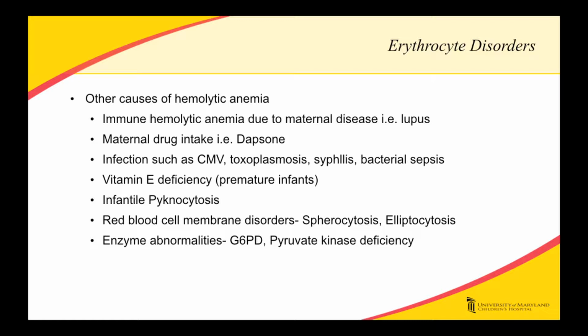Vitamin E deficiency in premature infants. Infantile pyknocytosis, which can only be diagnosed with a peripheral smear. I've seen a patient with that. Red blood cell membrane disorders can be very difficult to diagnose at birth because if they have a high retic count, you will have an artificially high G6PD, so you could miss a true G6PD deficiency.